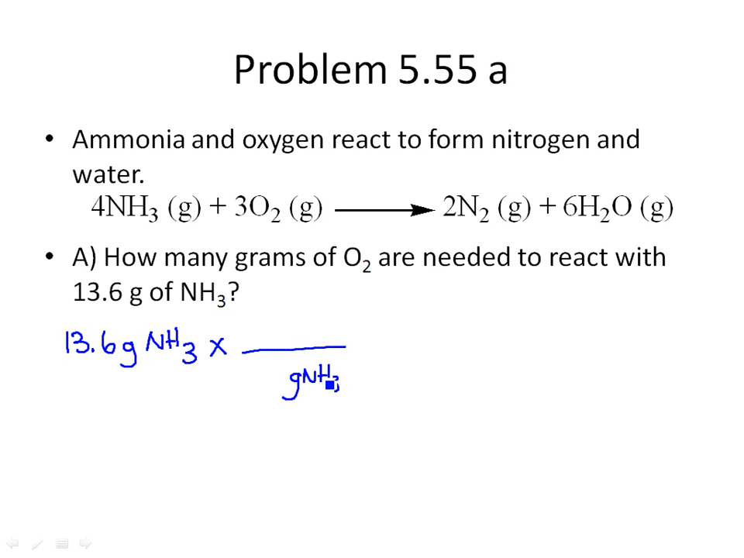Okay, the first thing that we do is we're going all the way from grams of ammonia to moles of oxygen to grams of oxygen. So we're converting from one compound, the mass, to a totally different compound. So we know that we have to use our balanced equation.